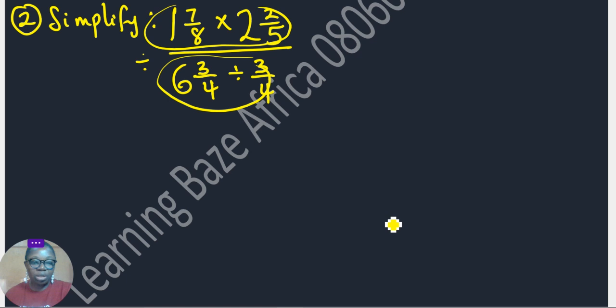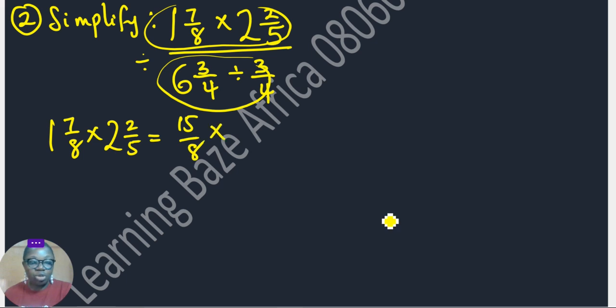Now, for the numerator, we have 1 whole number 7 over 8 times 2 whole number 2 over 5. So I'll change these to improper fractions. Before you can multiply or divide fractions, you need to change if you've been given a mixed number or mixed fraction, change to improper fraction. So 8 times 1 is 8 plus 7, that's 15. 15 over 8 times 2 times 5 is 10 plus 2, that's 12 over 5.